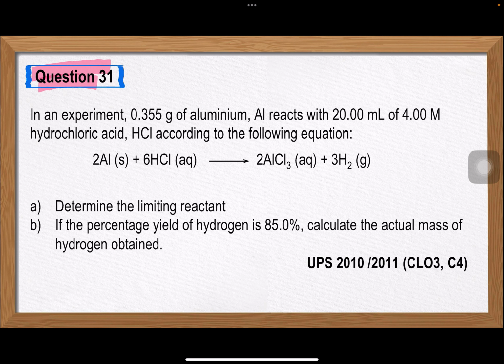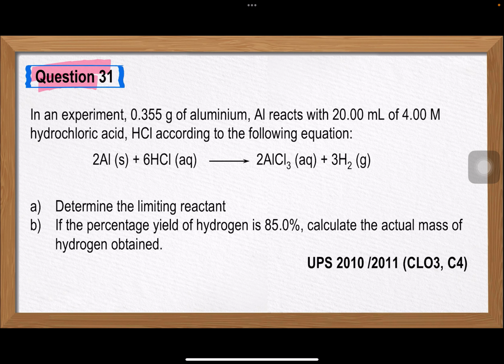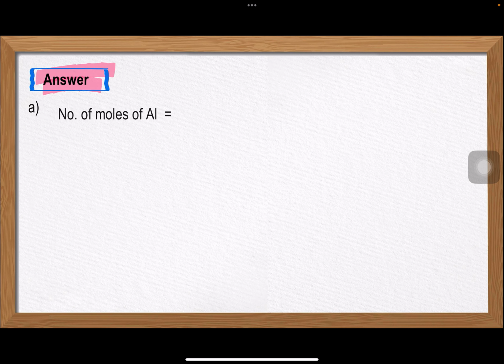Number 31. Reaction between aluminium and HCl. From the reaction below, the reaction is already balanced. 0.355 gram aluminium and 20 milliliter of 4 molar HCl. From both reactants we can calculate the mole. First, determine which one is the limiting reactant, aluminium or HCl. So as usual, calculate the mole for both reactants.